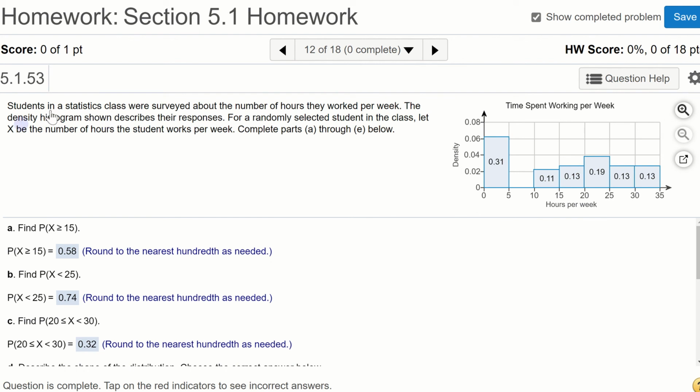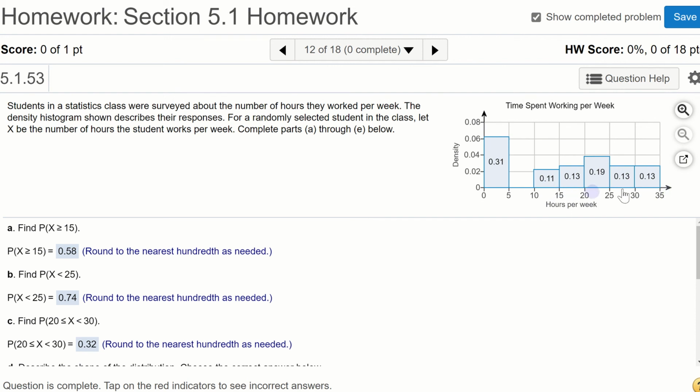Okay, in this one, the students in a statistics class were surveyed about the number of hours they worked per week. The density histogram shown describes their responses. For a randomly selected student in the class, let X be the number of hours this student works per week. And that's how we're defining the variable here. And we want to know what's the probability of X greater than or equal to 15. That means we want to know the probability that the student worked more than 15 hours, right?